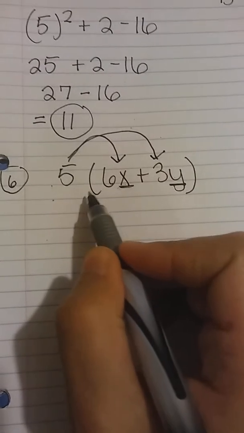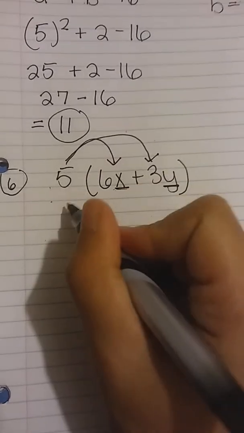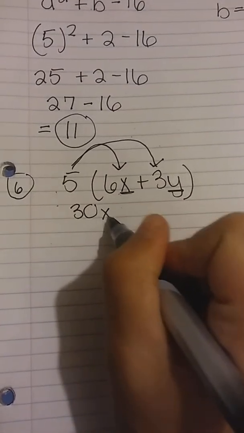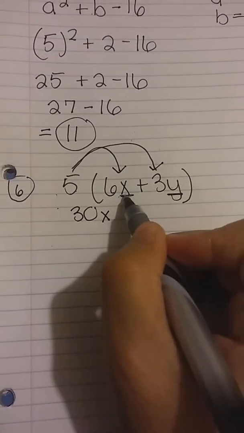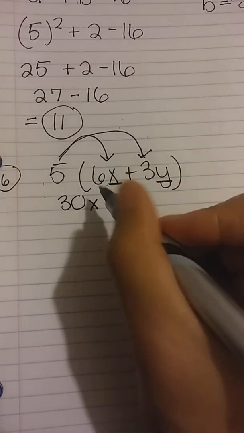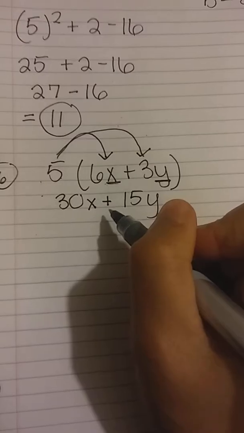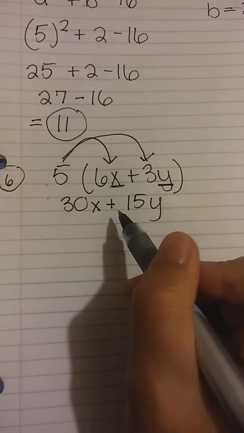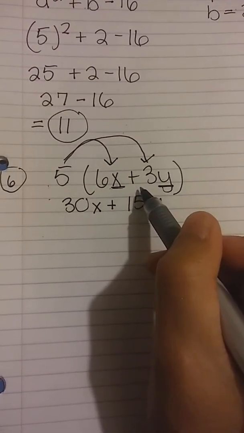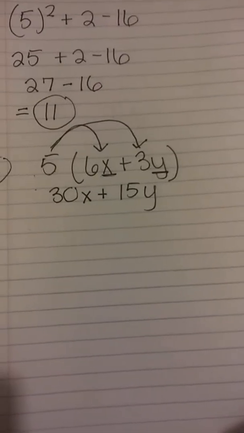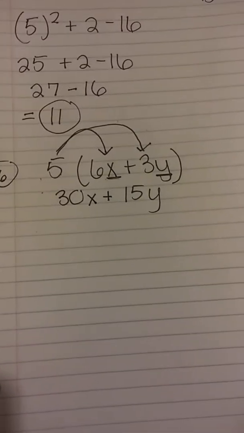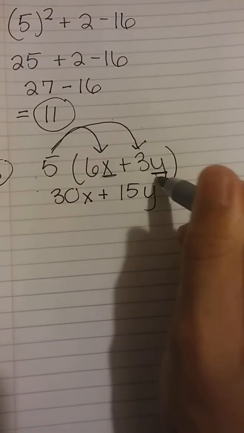So we have 5 times 6x, which is going to give us 30x. Do not forget the x. 5 times 3y is going to give us 15y. The reason I put that addition sign there is because there was an addition sign in the parentheses. Whatever sign is in the parentheses is the sign you're going to keep, okay? Now, this right here is your answer.